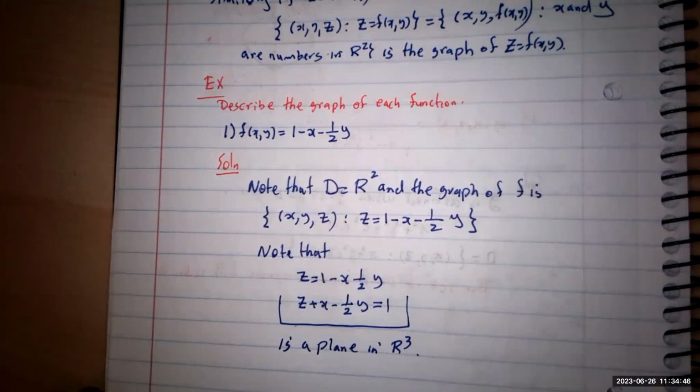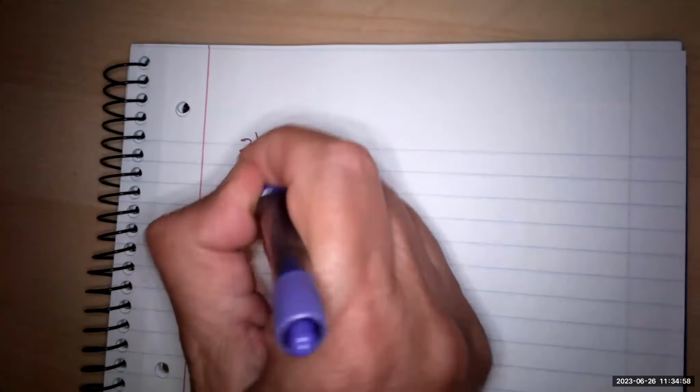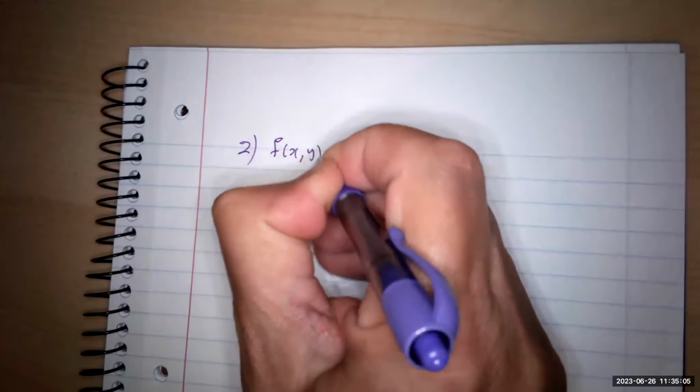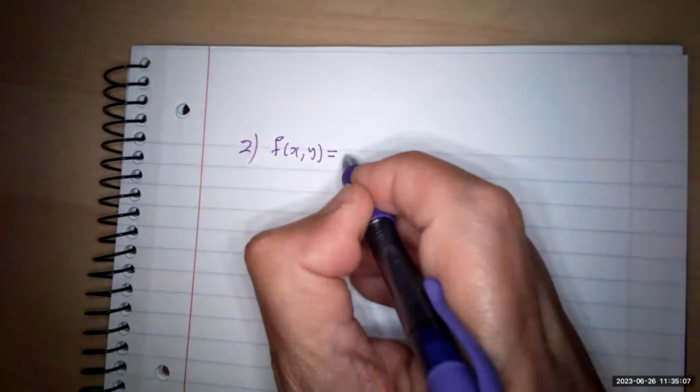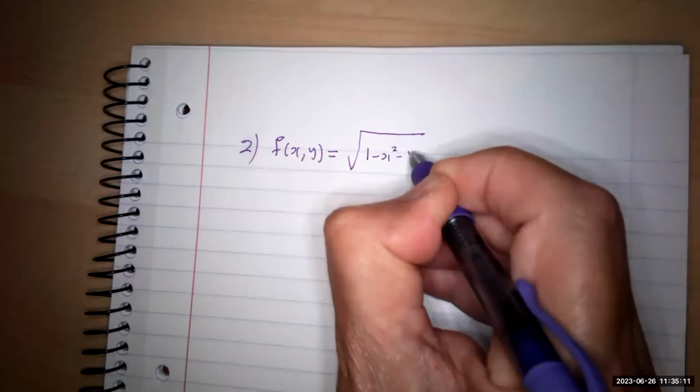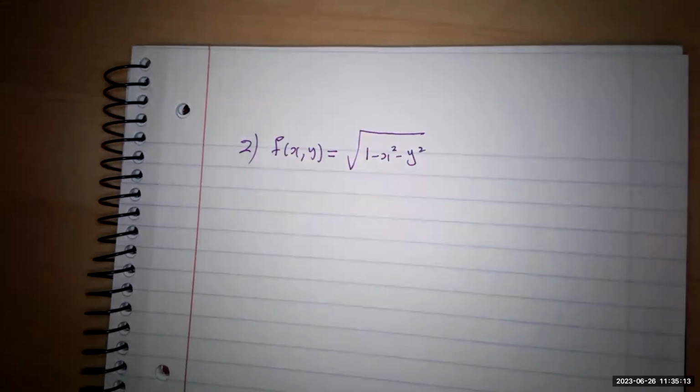So I give you another very popular one, just to get to know these new terms and objects that we have. So what is going to be this one? This is also interesting. We use it quite a lot. So how about this function? f of x, comma y, equals the square root of 1 minus x squared minus y squared.